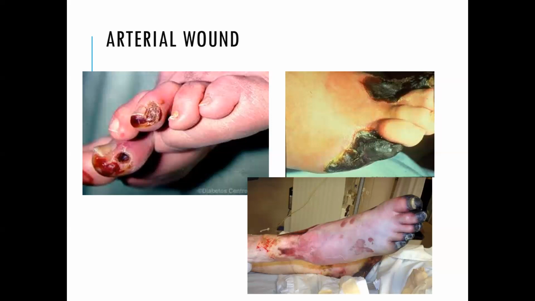How should we position the client that has an arterial wound or dry gangrene or wet gangrene? Well, we need to position them just like we would anybody else with arterial disease. We want to make sure that that leg, that extremity, is down, dependent, so blood flow will go towards it.